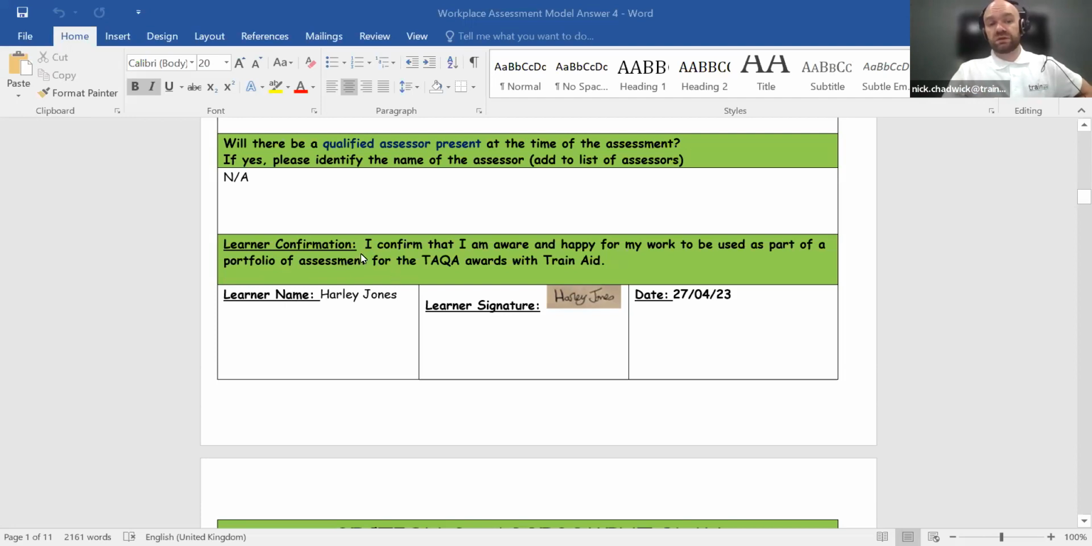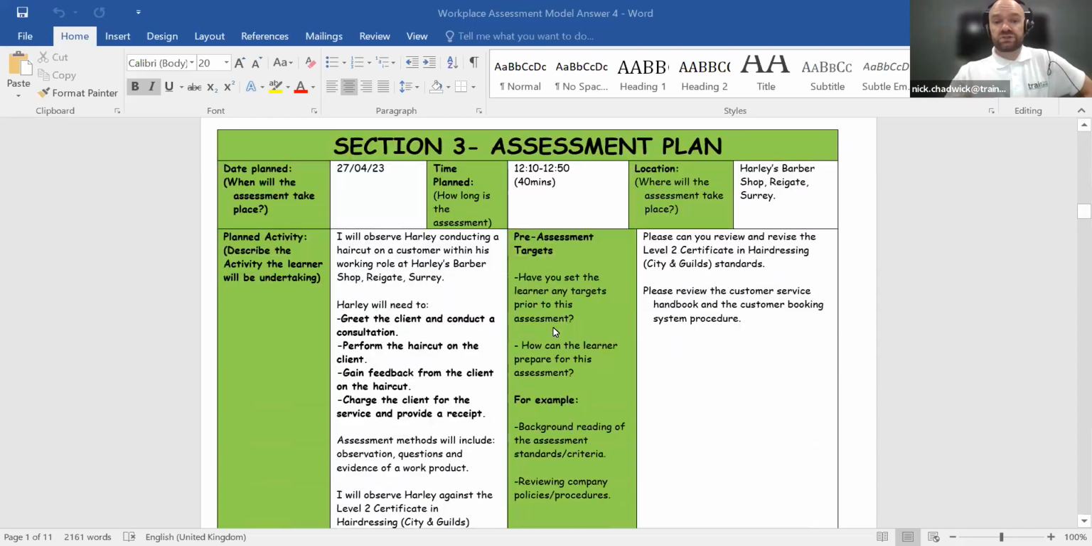And we also have the learner declaration. And just remember, this declaration is to be signed by the learner who's experiencing the assessment to say that they're happy to proceed with the assessment. So as we can see, we have the learner name, a signature, and also the date as well. If the learner doesn't have an electronic signature, a typed signature is absolutely fine. So that is section 2. And now we're moving on to section 3.